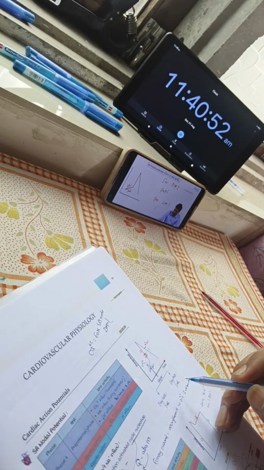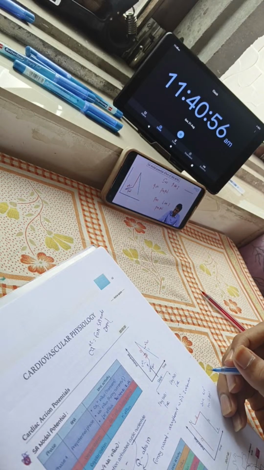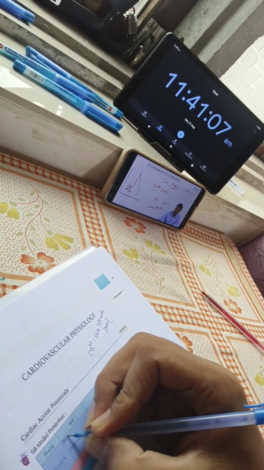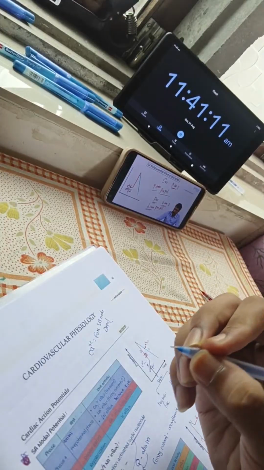That means which important phase are they going to act on? Pre-potential. The sympathetic nervous system is going to increase the slope of pre-potential. You can clearly see, it increases the slope of pre-potential. The parasympathetic nervous system is going to decrease the slope of pre-potential. That's all. The sympathetic nervous system increases heart rate by increasing the slope of pre-potential. The parasympathetic nervous system decreases heart rate by decreasing the slope of pre-potential.